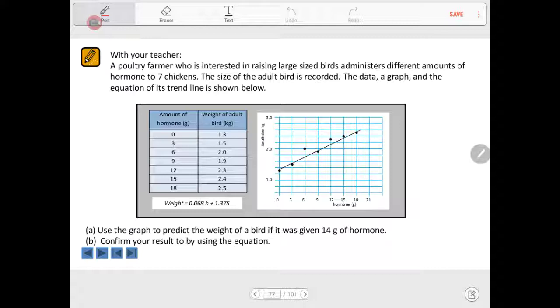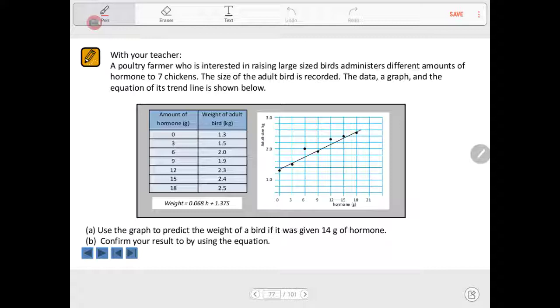So, first thing, we're going to predict the weight of a bird that's been given 14 grams of hormones. What's happening here is that they're administering hormones to chickens, and usually if you have a growth hormone that's given to an animal, it'll cause an increase in its weight, it'll cause it to grow more. So we're going to test that theory in this situation.